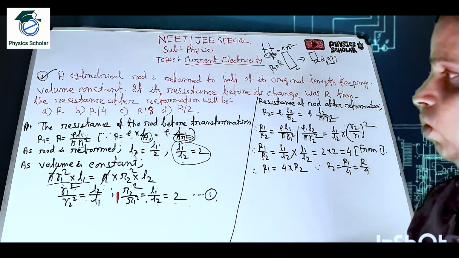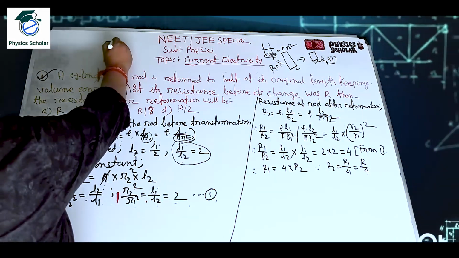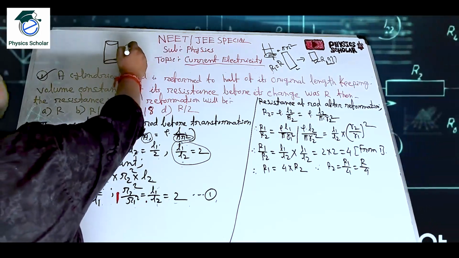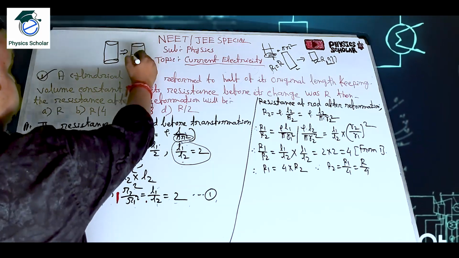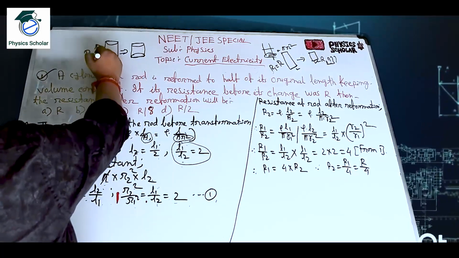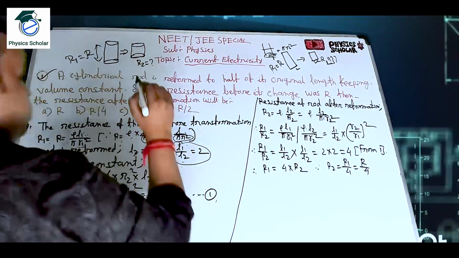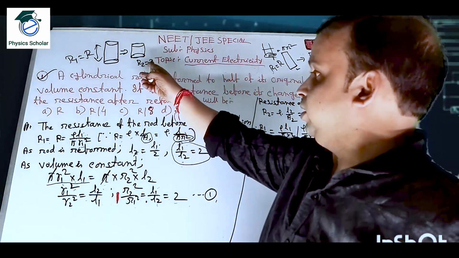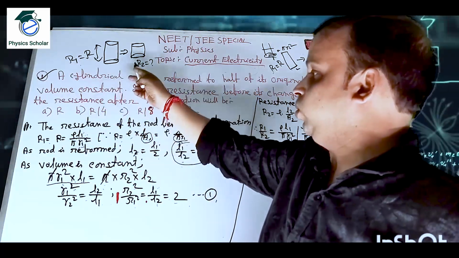Clear? So once again I am explaining. There is a cylindrical rod, and the length of it is made half. The initial resistance was R1, which is equal to R. We have to determine the final resistance. Now see, suppose R1 is equal to R is equal to rho into L by A.